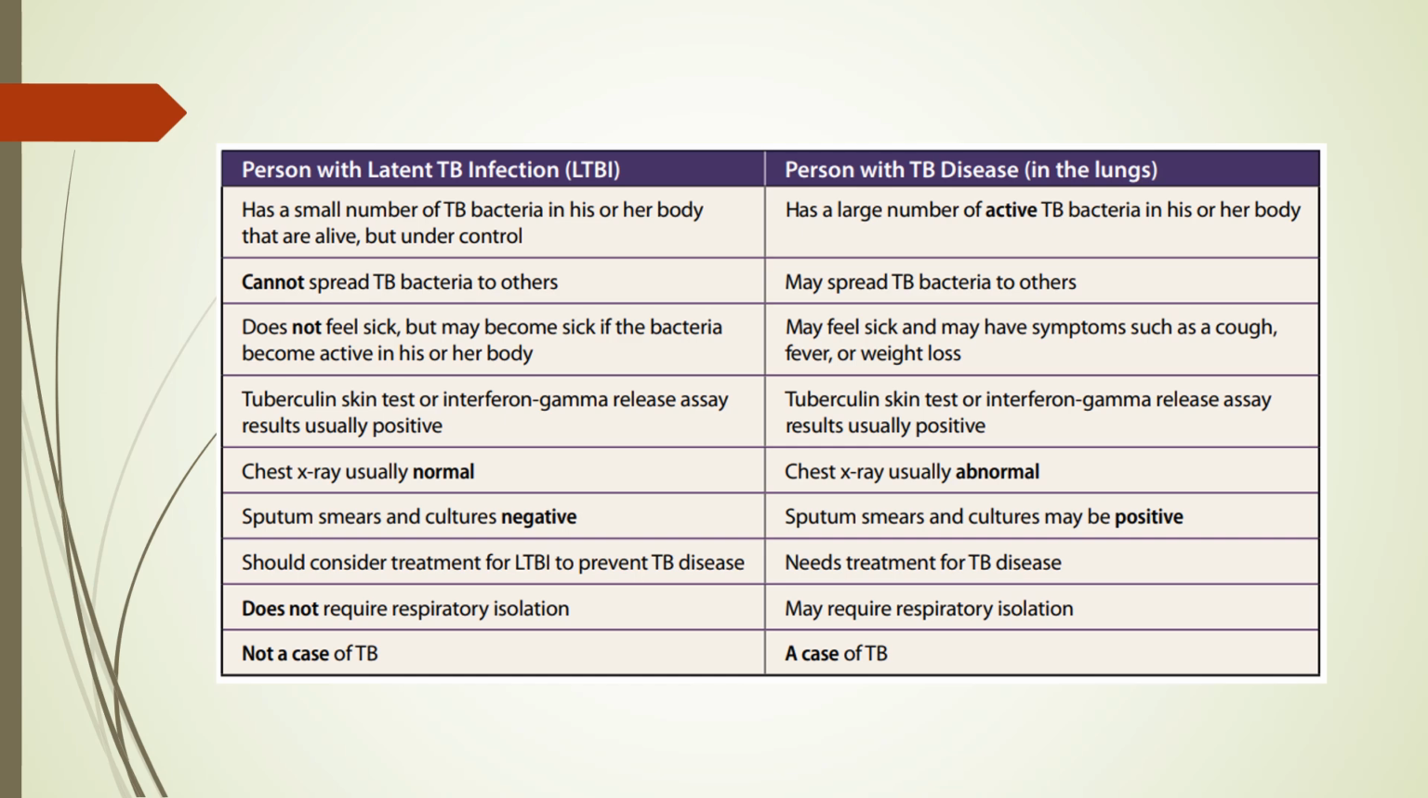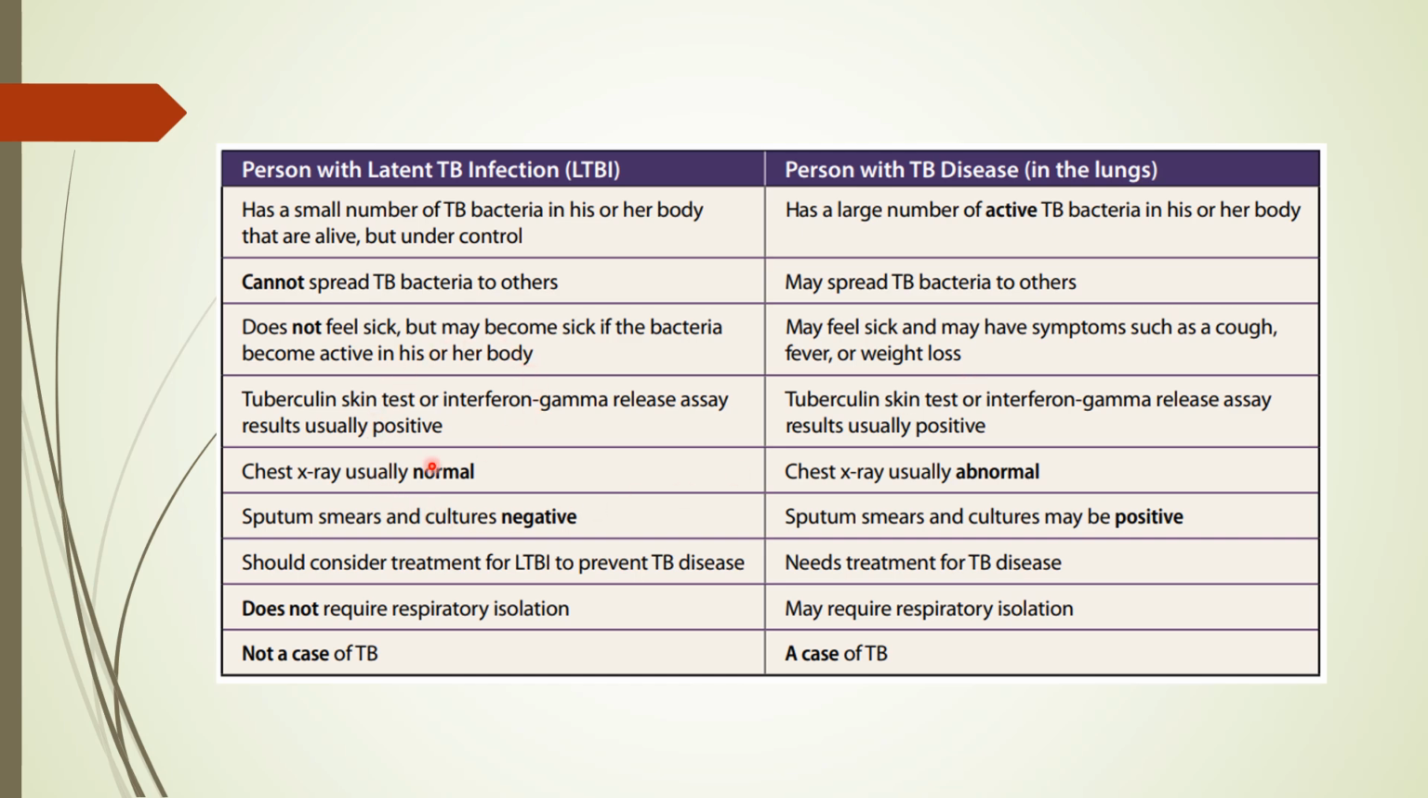So we have this table to compare between latent infection and a person who has TB disease. In the first one, we have a small number of bacteria which are under control. In TB disease, we have a large number of active TB bacteria in the body. The infected patient cannot spread the disease, but a patient who has pulmonary TB disease could spread the TB bacteria. The infected patient does not feel sick. This one feels sick and has symptoms like cough, fever, weight loss, and others.